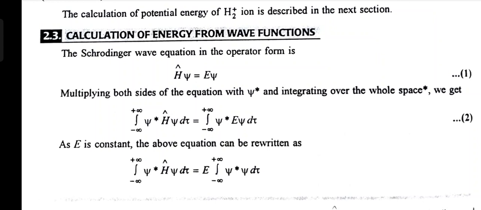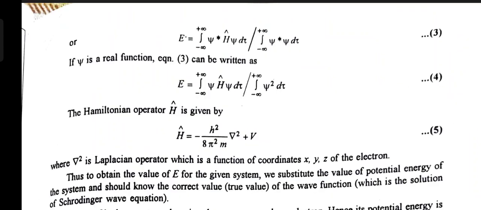As E is constant, the above equation can be rewritten as integral from minus infinity to plus infinity of psi star h cap psi d tau equals E times the integral from minus infinity to plus infinity of psi star psi d tau, or E equals the integral from minus infinity to plus infinity of psi star h cap psi d tau divided by the integral from minus infinity to plus infinity of psi star psi d tau. This one is the third equation.